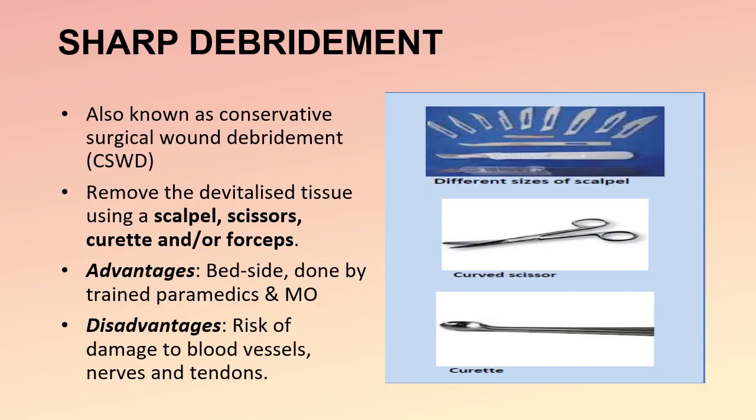Sharp debridement is also known as conservative surgical wound debridement. We use scalpel, scissors, curette, or forceps to remove the devitalized tissue. It can be done by the bedside, but there's risk of damage to blood vessels, nerves, and tendons. So it should be done by trained paramedics or doctors who are able to distinguish tissue types and understand anatomy well to reduce the complications.